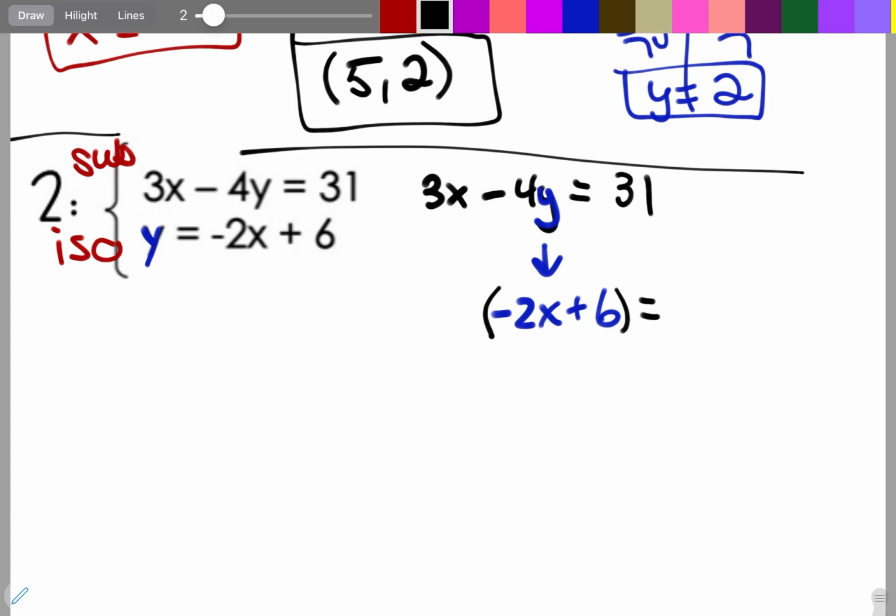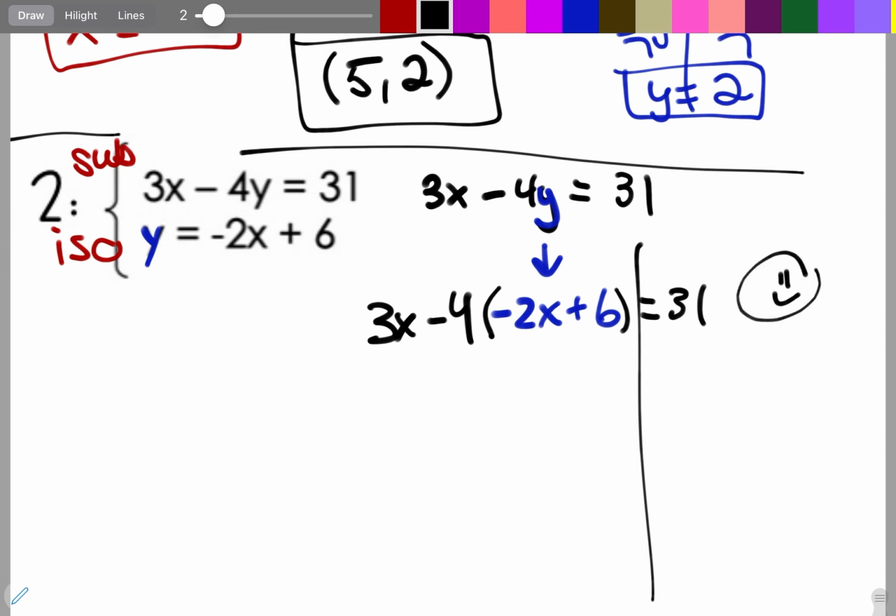So after the y, we got minus 31. In front of the y, we had a negative 4. And in front of that negative 4 was 3x. This is where you want to be. You got to get this if you're going anywhere. And now let's work it out.